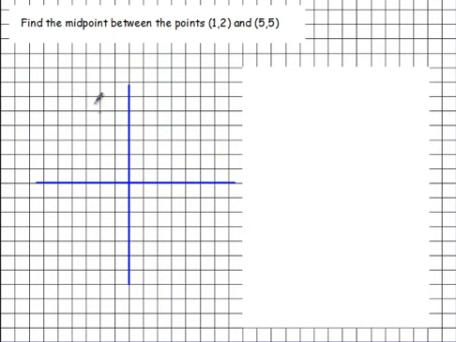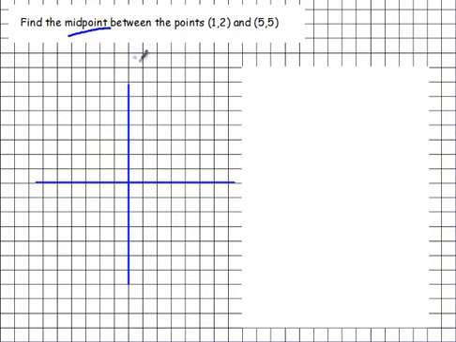In this lesson, we're going to learn how to find the midpoint between 2 points. Now, the midpoint, as the name would suggest, is the point that's in the middle of these two coordinates that you're given.